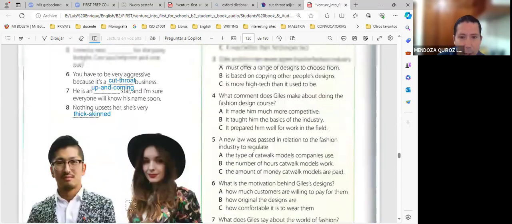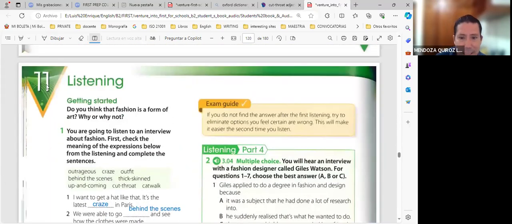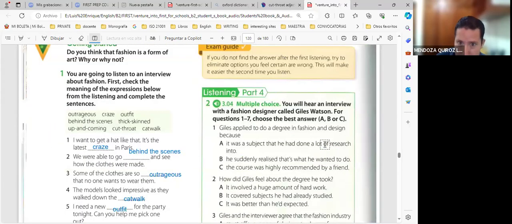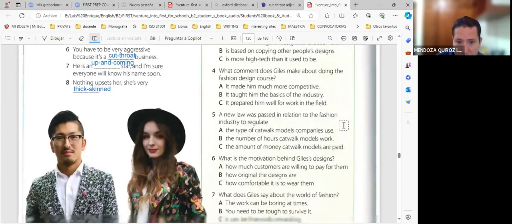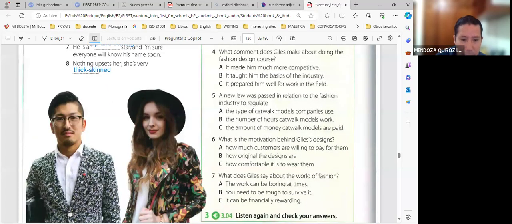There you go. Now, we're going to listen. I'm going to repeat because you have a chance to listen to it twice. But you will hear an interview with a fashion designer called Giles Watson. I wanted to take a look at this. In case you don't have a book, you can take a screenshot from here and from the other part as well. I'm going to share this with you.